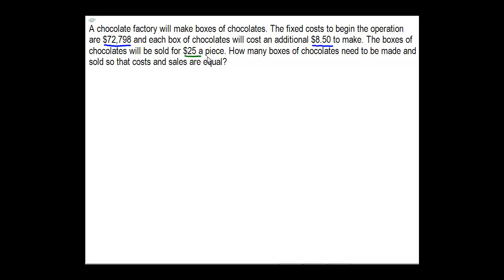So we have a cost side and a sales side, and we're going to need to assign a variable here because it depends upon how many boxes of chocolates are going to be created. So let's start off by letting x represent something. X is a variable, and it'll represent a number for us. So we'll let x equal the number of boxes of chocolates. And we will assume that we sell all the ones that we make. So we're really looking for how many we need to make so that if we did sell them all, we would break even essentially in this business application.